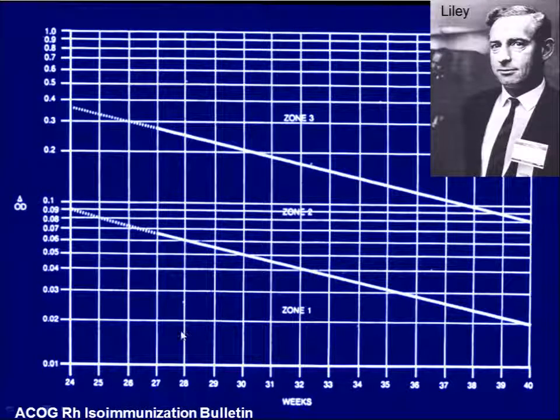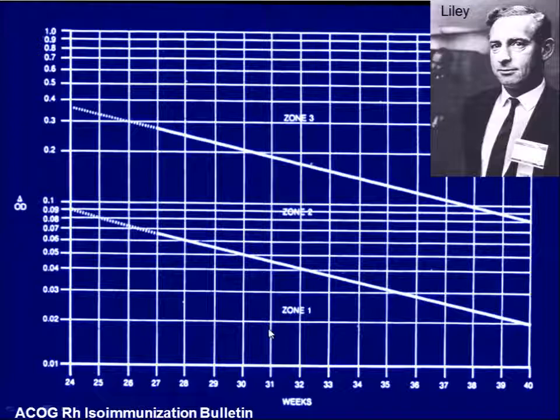If you had a value that returned in zone 1, that was mild disease, and zone 3 was a chance for intrauterine death. This is the OD 450 on this axis and gestational age on this axis. And I show this for historical reasons because it's very difficult to even find a lab that will do an OD 450 anymore.